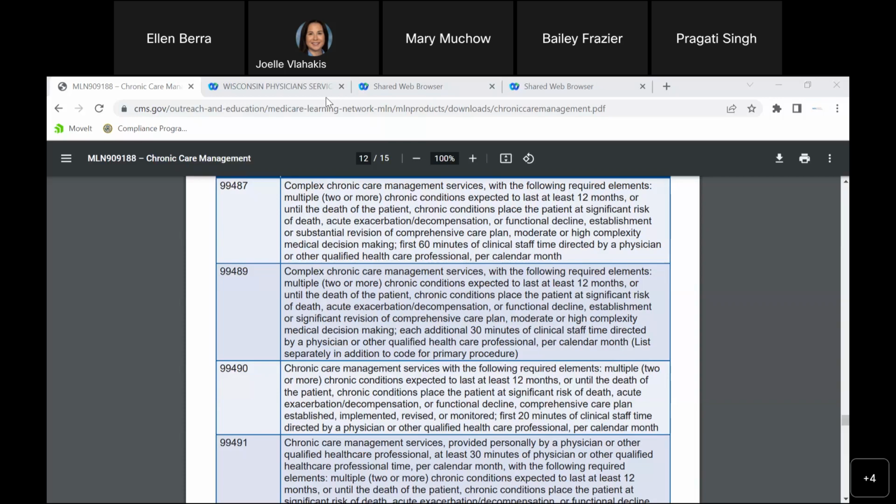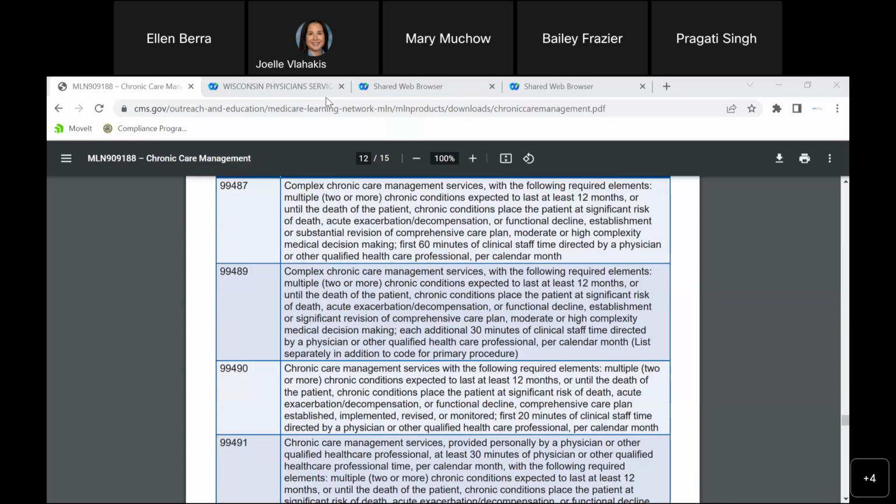All right, we do have a few more questions coming in, Ellen, and we do have some time left. Is G0506 required to be billed at some point of the patient being on this program? No, it isn't. It is not required.